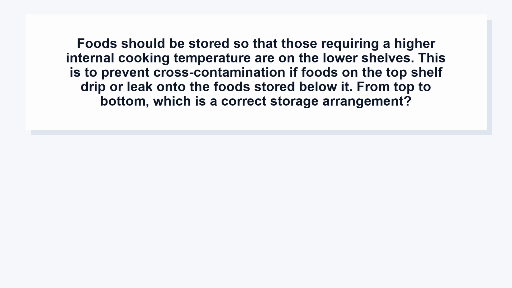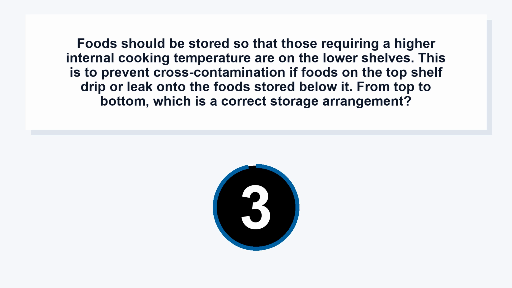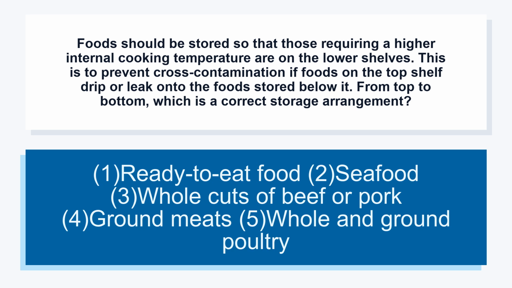Foods should be stored so that those requiring a higher internal cooking temperature are on the lower shelves. This is to prevent cross-contamination if foods on the top shelf drip or leak onto the food stored below it. From top to bottom, which is a correct storage arrangement? 1. Ready-to-eat food. 2. Seafood. 3. Whole cuts of beef or pork. 4. Ground meats. 5. Whole and ground poultry.